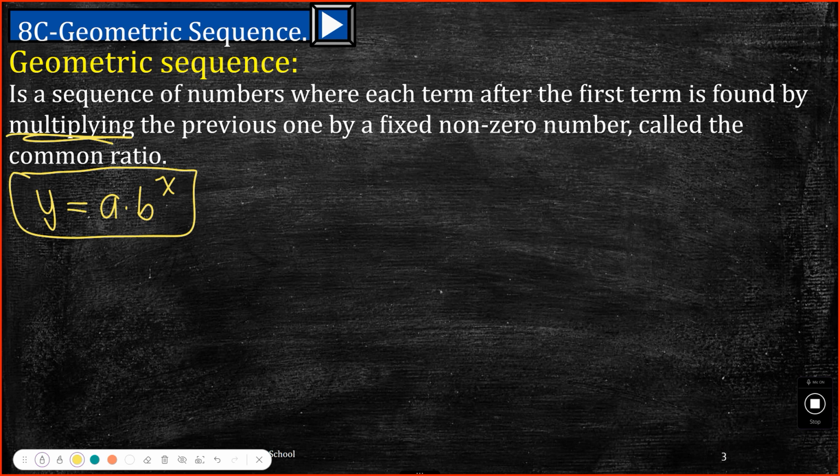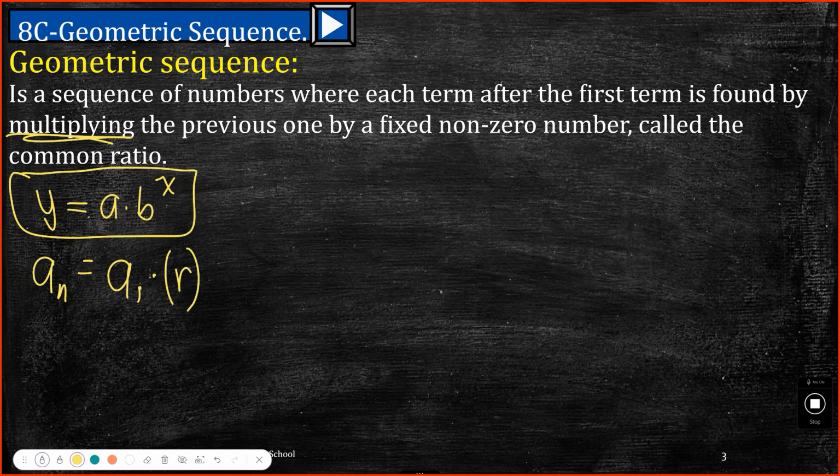The formula for a geometric sequence is really the same, except the y will change to a sub n. A will become a sub 1. And then b will become the common ratio. What do you think we're going to use for the ratio? Common ratio should be r.